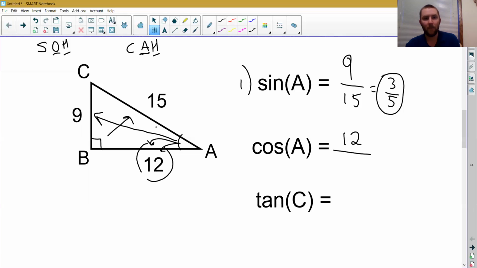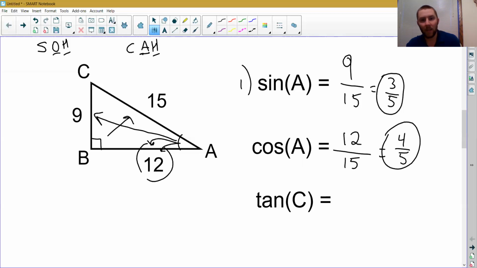And then 15 is my hypotenuse still, right? And cosine still has a hypotenuse on the bottom. So 12 over 15 can also be reduced down to 4/5, dividing them by 3. And the cosine then of angle A is 4 over 5. Okay, the cosine is 4/5.